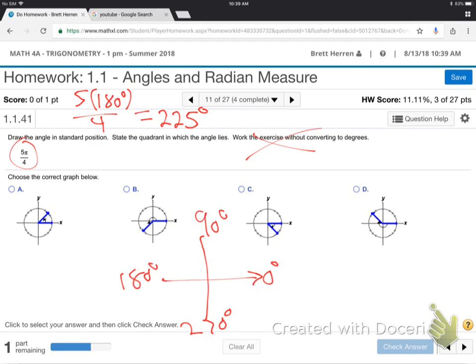So 225 is going to be somewhere over here, isn't it? Somewhere about like that. From here to there, that opening is 225 degrees. Everybody good with that? See how that works?